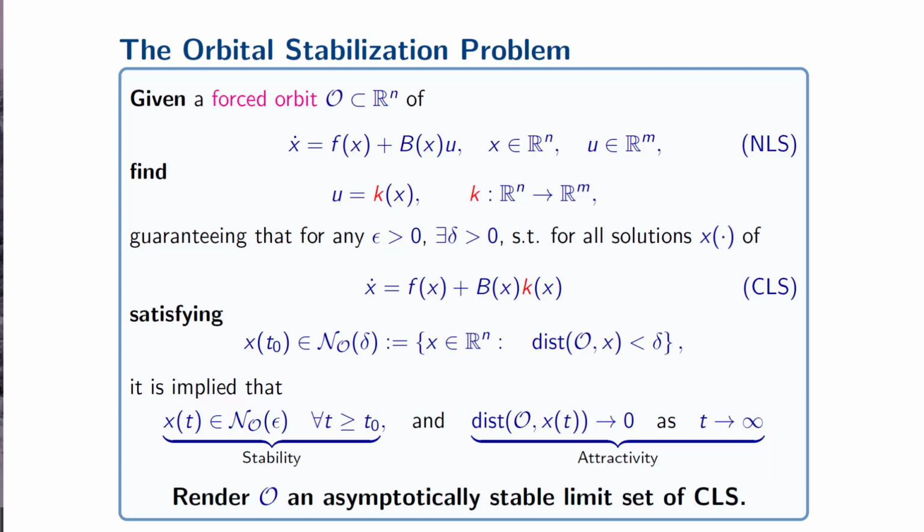Essentially what we are trying to do by solving the orbital stabilization problem is to render the corresponding forced orbit an asymptotically stable limit set of the closed-loop system, and notice that the closed-loop system is time-invariant or autonomous, meaning that we have these properties of orbits of autonomous systems.